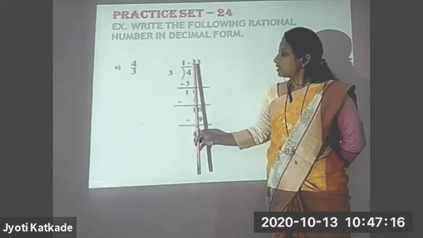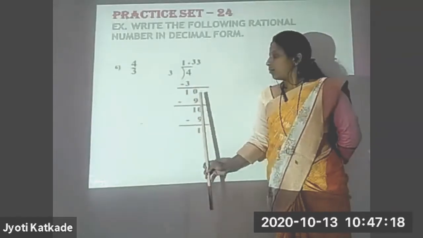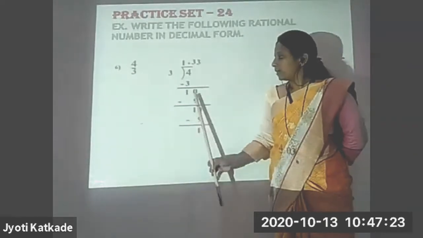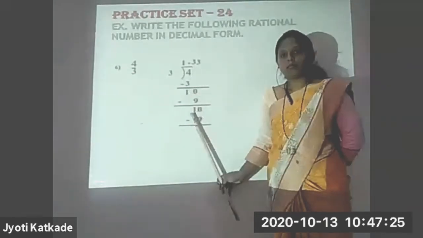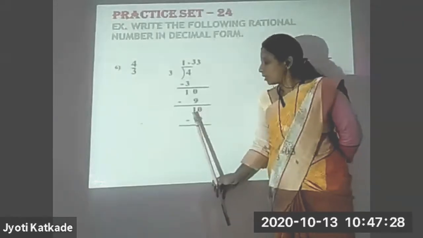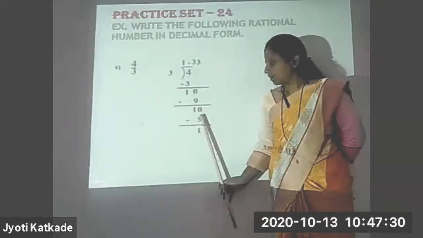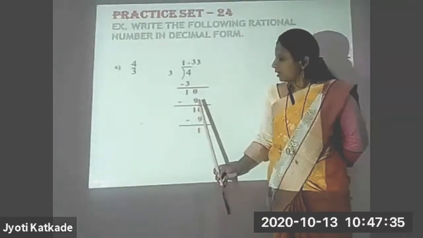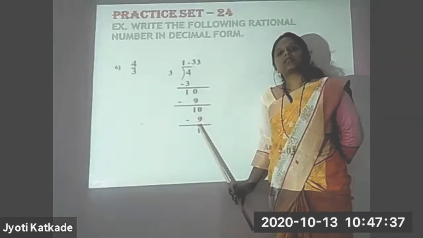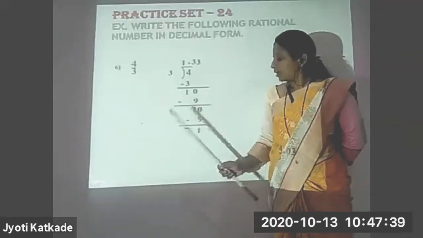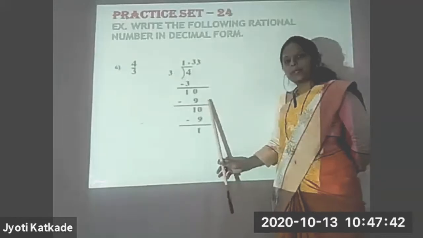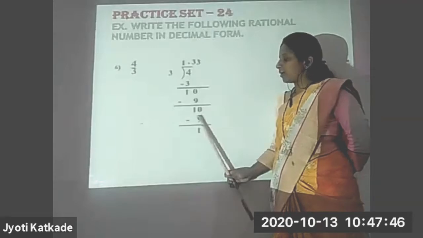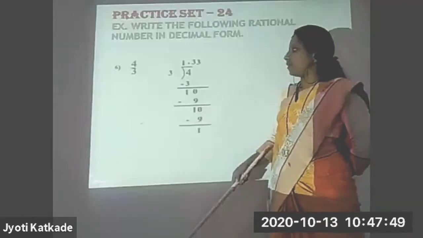Now 3 threes are 9. Subtract 9 from this 10, we get 1 again. Means this step again here. Now put 0, then the value is 10. Again 3 threes are 9. Means see, 10 minus 9, 10 minus 9. These steps are repeating again and again.